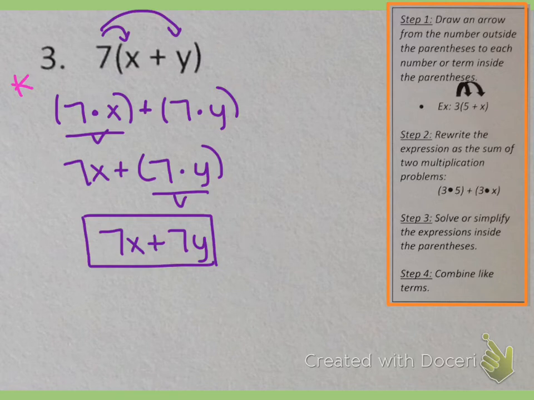So in the last step, when we combine the like terms, we cannot combine 7x and 7y because they're not like terms. Yes, both terms have a variable, but they're different variables. We could only combine them if they both had the same variable. So if it was 7x plus 7x, sure, we could combine them. Or if it was 7y plus 7y, yeah, we would combine those. But 7x plus 7y, they're not like terms, so they stay separate.